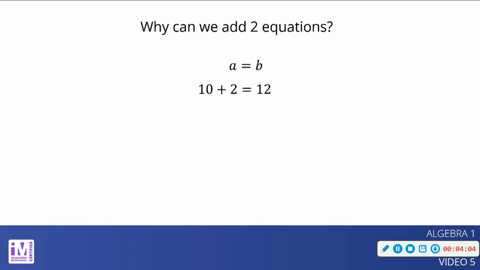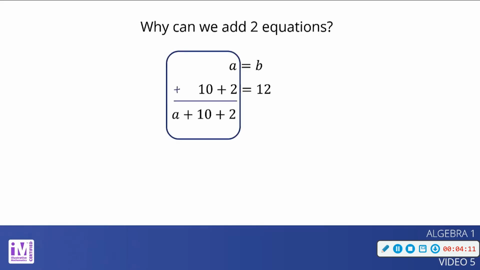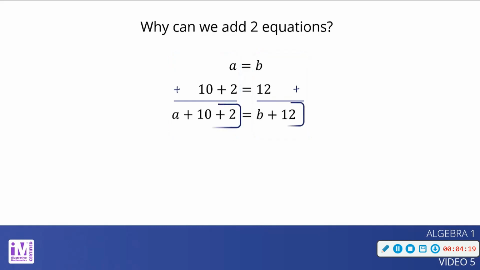If a equals b and 10 plus 2 equals 12 are true statements, then adding 10 plus 2 to a and adding 12 to b means adding the same amount to each side of a equals b. The result, a plus 10 plus 2 equals b plus 12, is also a true statement. As long as we add an equal amount to each side of a true equation, the two sides of the resulting equation will remain equal.